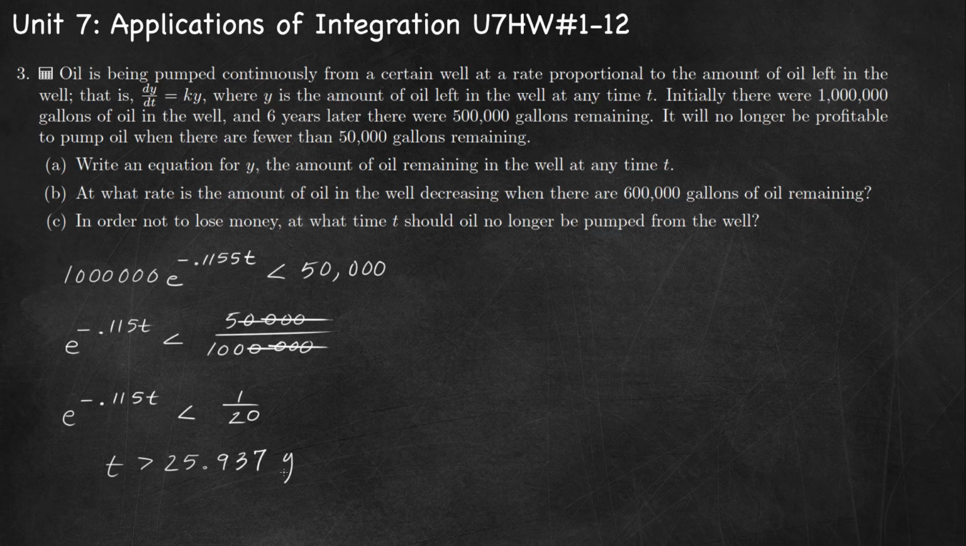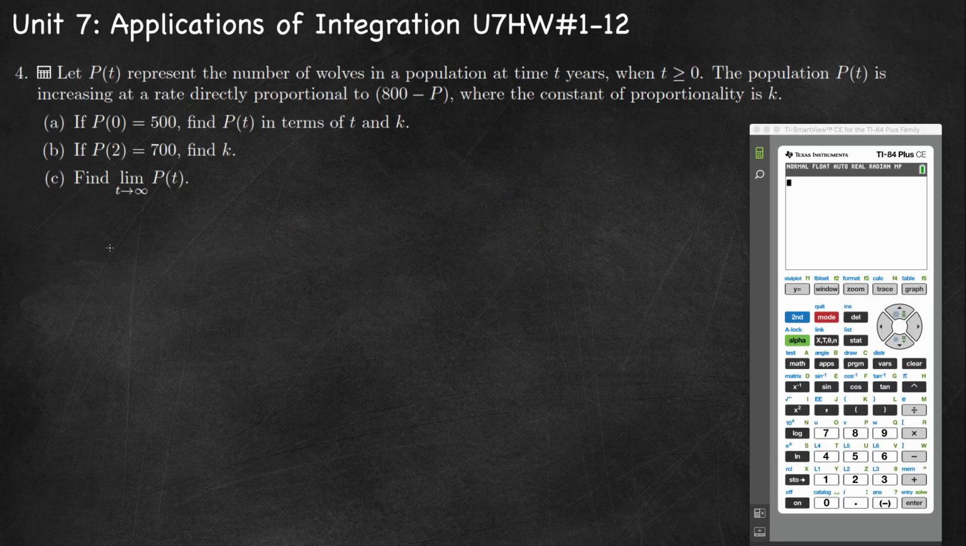And the units there are years. Number 4, let P of t represent the number of wolves in a population at time t years, where t is greater than or equal to 0. The population P of t is increasing at a rate directly proportional to 800 minus p, where the constant of proportionality is k. So first, if P of 0 equals 500, find P of t in terms of t and k. We need to translate the information given to us into an equation.